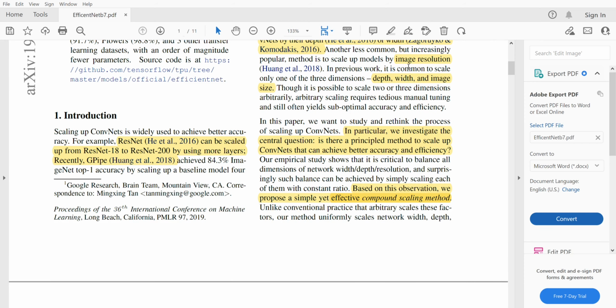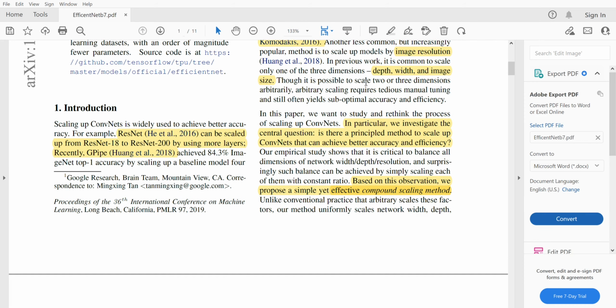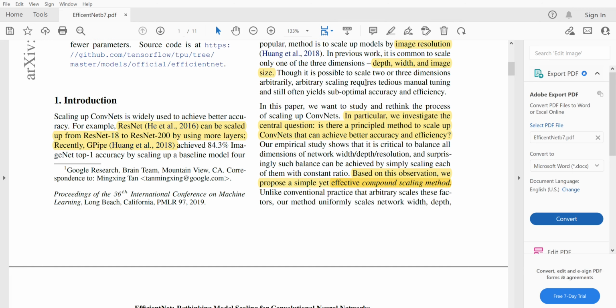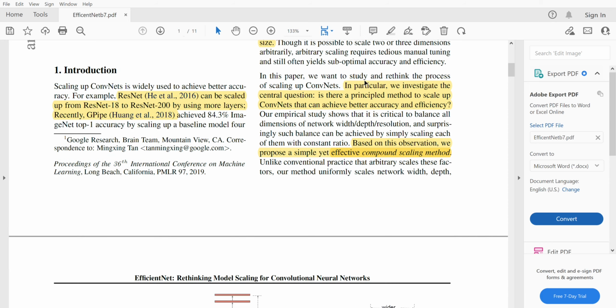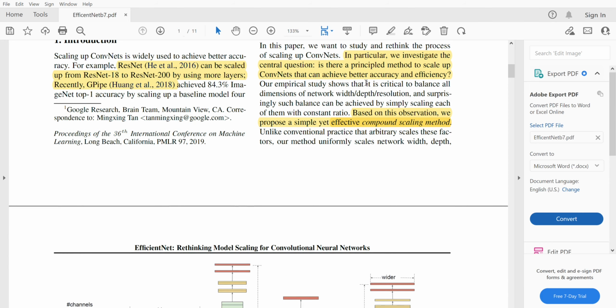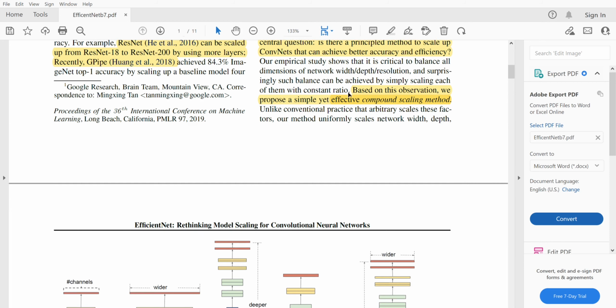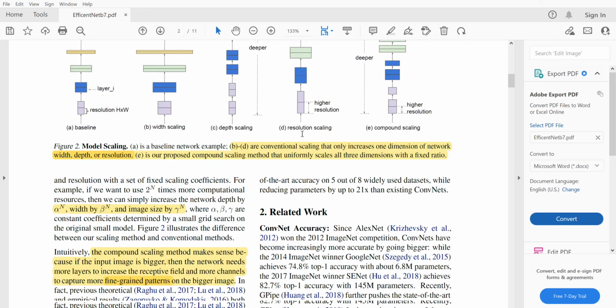In previous work, it's common to scale only one of the three dimensions. So again, they were saying that there's only one method: either you increase depth, width, or image resolution. So they ask whether there is any method to scale up for better accuracy. Based on the observation, they have a method which is called the compound scaling method.